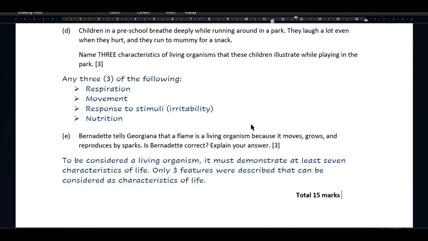Movement, they were running around; breathing deeply, respiration; laughing when they're hurt, running to mommy for a snack, nutrition; response to stimuli. All right. Some people indicated reproduction with a stretch, yes, but it's not a straightforward connection, right? If, for example, they had said they run to mommy for a snack and mommy is pregnant and she's watching over the children, then yeah, that's definitely going to illustrate reproduction, right?